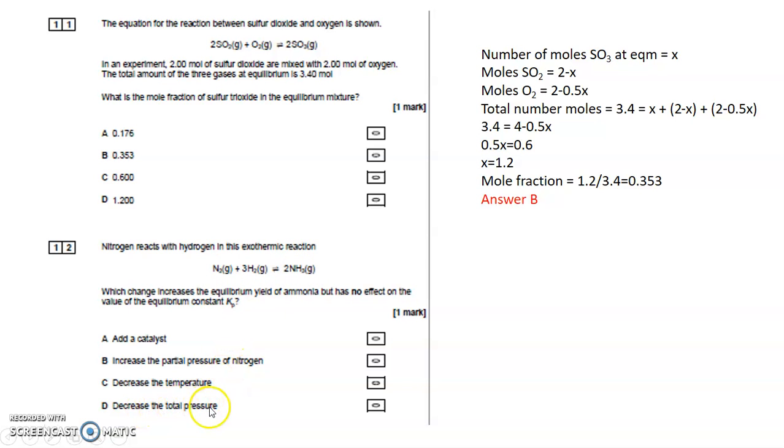Let's just check. Increase in the total pressure. I've got 4 moles of gas on the left, only 2 on the right. Increase in the pressure, by Le Chatelier's principle, it can lower the pressure by reducing the volume. So my answer is B.